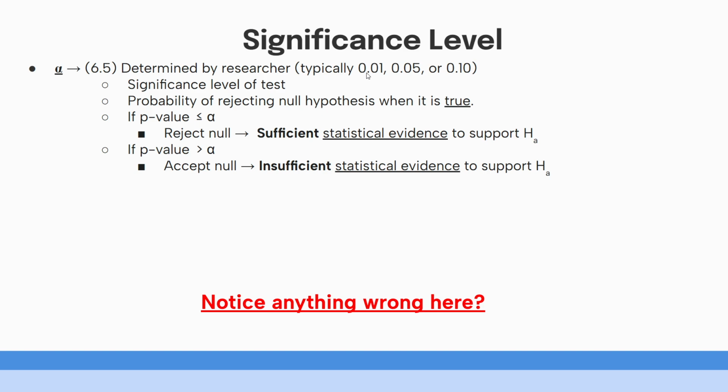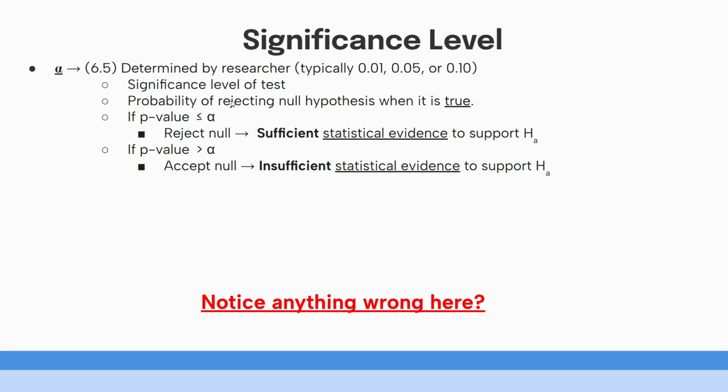So it can either be 0.01, 0.05, or 0.1. That's typically what your significance level is, what your alpha level is. This is called the significance level of the test. Simply put, this is the probability of rejecting the null hypothesis when it is true.